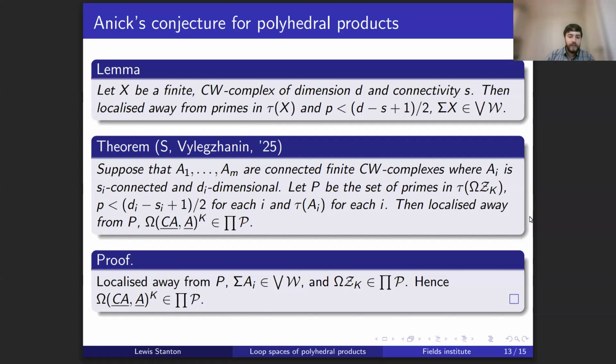And the reason for this is from the first lemma, after suspending and localizing away from these primes, we have that these are a wedge of spheres. And we showed when we localize away from these primes already that Anick's conjecture holds for these, and in fact we get a product of loop spheres, and therefore the previous result implies that it holds for these polyhedral products.